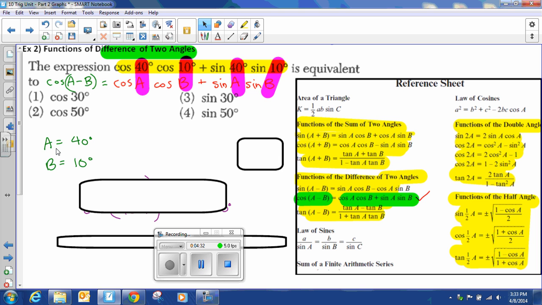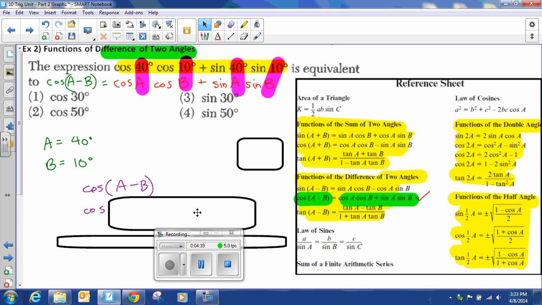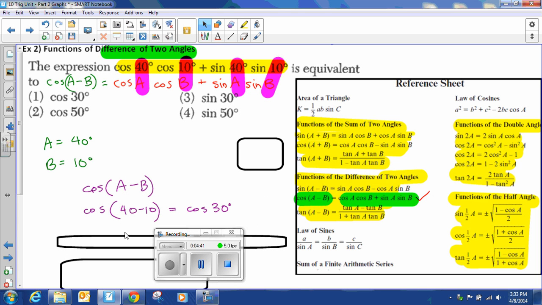That is the information we pull out of this, and very simply, we can just say, okay, that means cosine of A minus B is cosine of 40 minus 10, which is cosine of 30 degrees. The answer is 1.